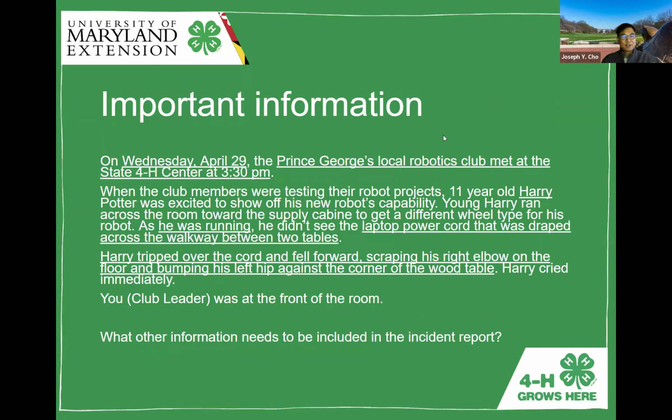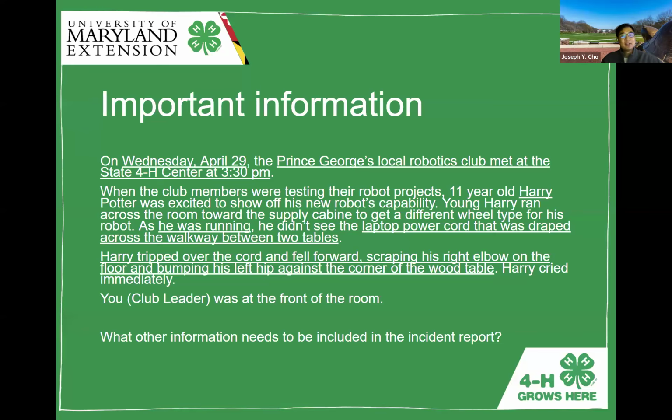Yeah, so like you guys said, it's the same scenario. The important information is the date and time and location, right? You want to be as specific as you can so that we understand the situation, the time, the date, what happened. During the robot club, you mentioned the name, who it is, identifying who was in the incident, and what really happened. He was running towards the front or wherever the supply cabin is, and then he tripped over the laptop power cord that was draped across the walkway between the two tables.